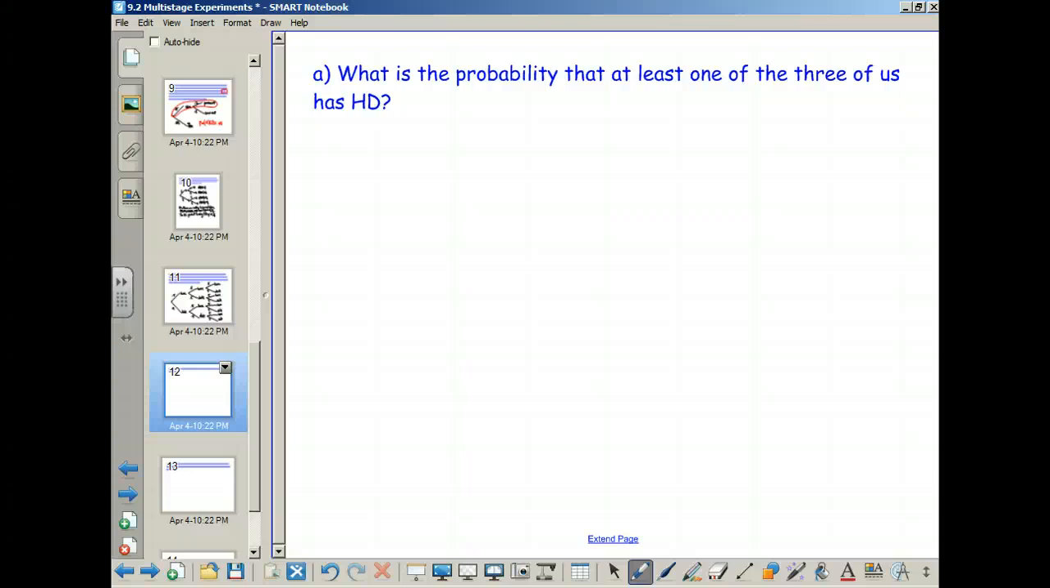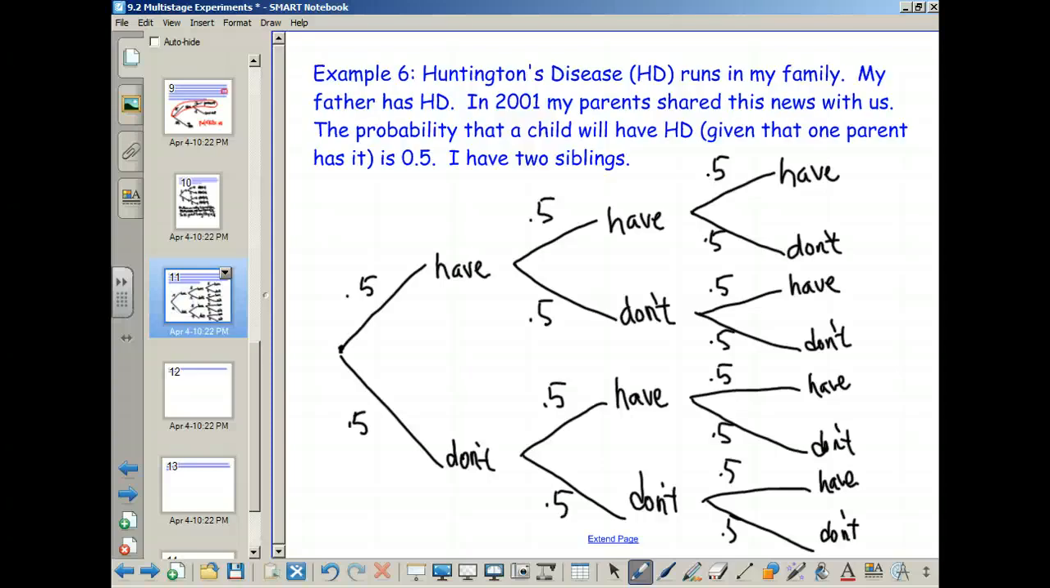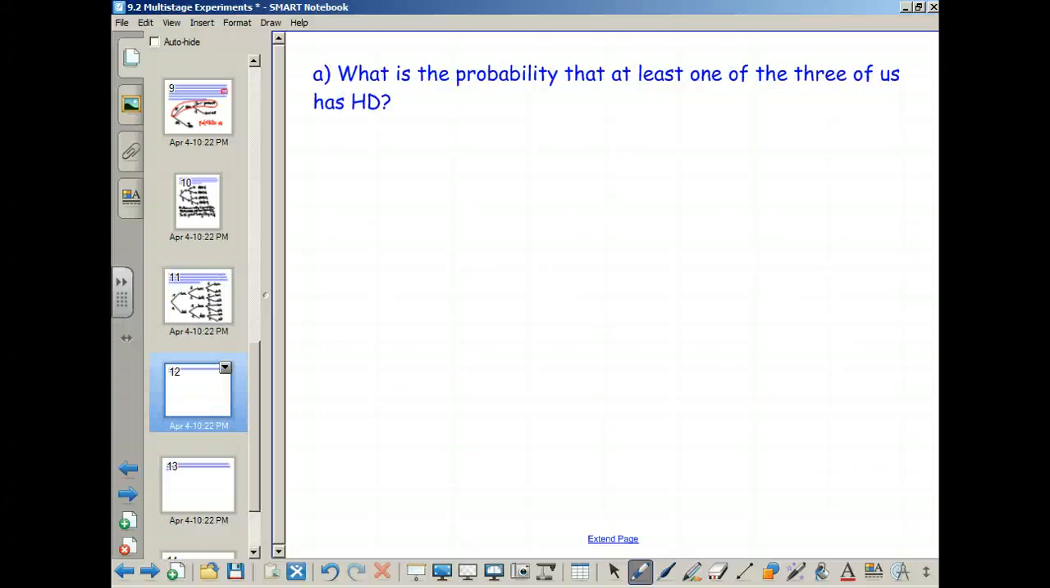Well, let me tell you 2 ways to do this. One way is to take all of these branches that have the word have in them and add them all together. So I would add up branch 1, branch 2 and 3 and 4 and 5 and 6 and 7. I can do that. It's fine. But mathematically, it'd be a lot easier to do the other option. And that is this idea that we encountered last time, the probability of the complement. This is 1 minus the probability that we all don't have it.